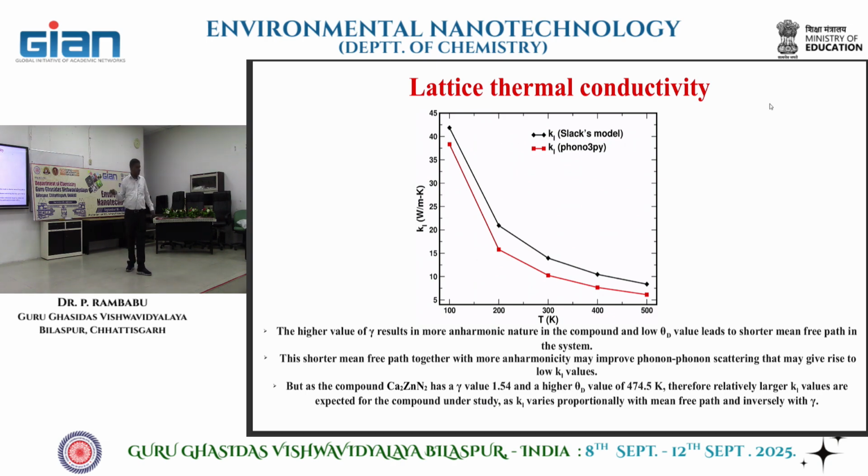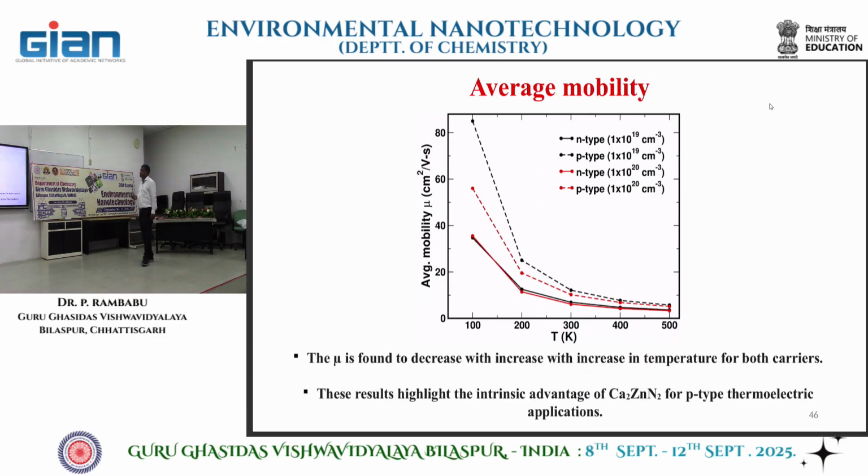But unfortunately for this compound, we are getting a high theta_D value and a higher anharmonicity gamma value, so it may give some high thermal conductivity, which is not desirable, because generally ultra-low thermal conductivity is expected. Sometimes it may be less than 2, but here it is starting at 45, which is not desirable.